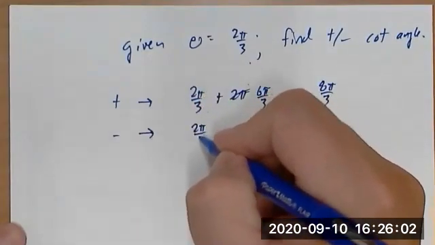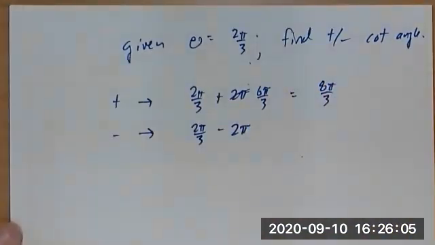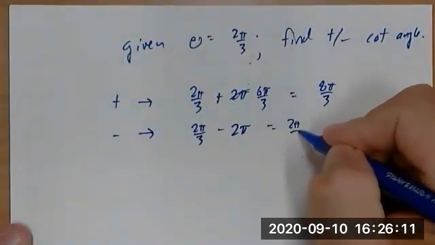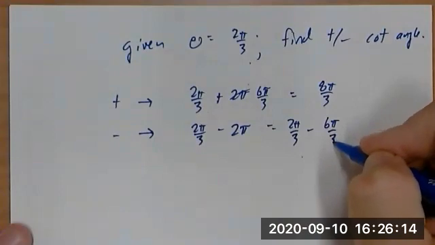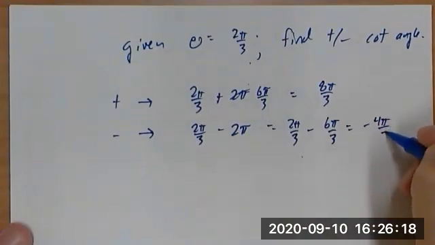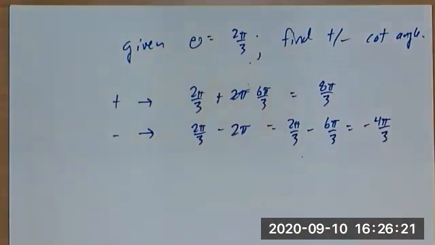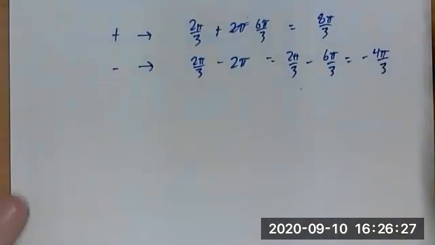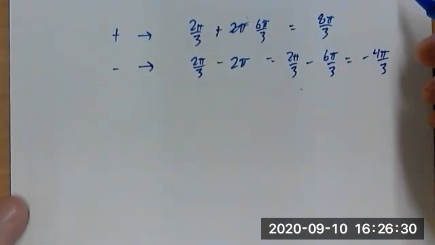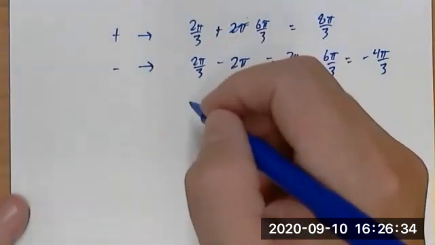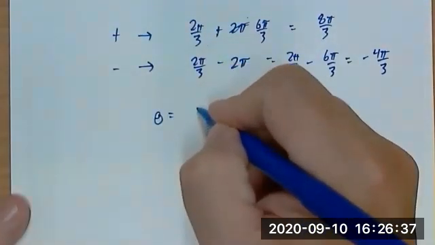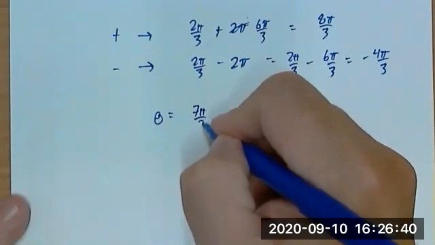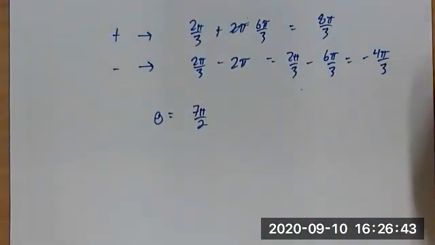For a negative coterminal angle, you just subtract 2 pi, which is really the same thing as subtracting 6 pi over 3. And negative 4 pi over 3 would be a negative coterminal angle. Let me do one more problem just for fun. You might see this sometime. Say we're given an initial angle of 7 pi over 2, and we're asked to find a positive and a negative coterminal angle.